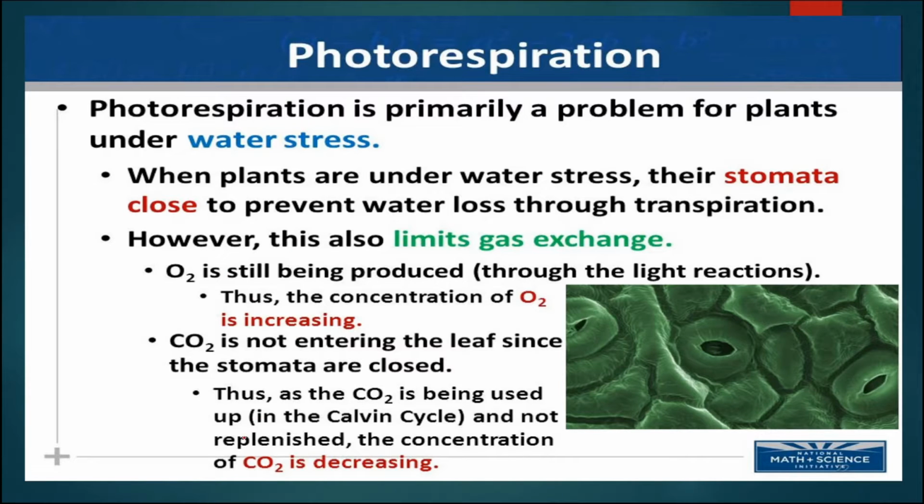When the stomata close to prevent water loss by the process of transpiration, the gaseous exchange also becomes less. Now here oxygen is still being produced through the light reaction, thus the concentration of oxygen is increasing, and CO2 is not entering the leaf due to the closing of the stomata. Thus the CO2 is being used up in the Calvin cycle and not replenished, because only O2 is there, CO2 is not coming inside, and the concentration of CO2 is decreasing, and hence this process is known as photorespiration.